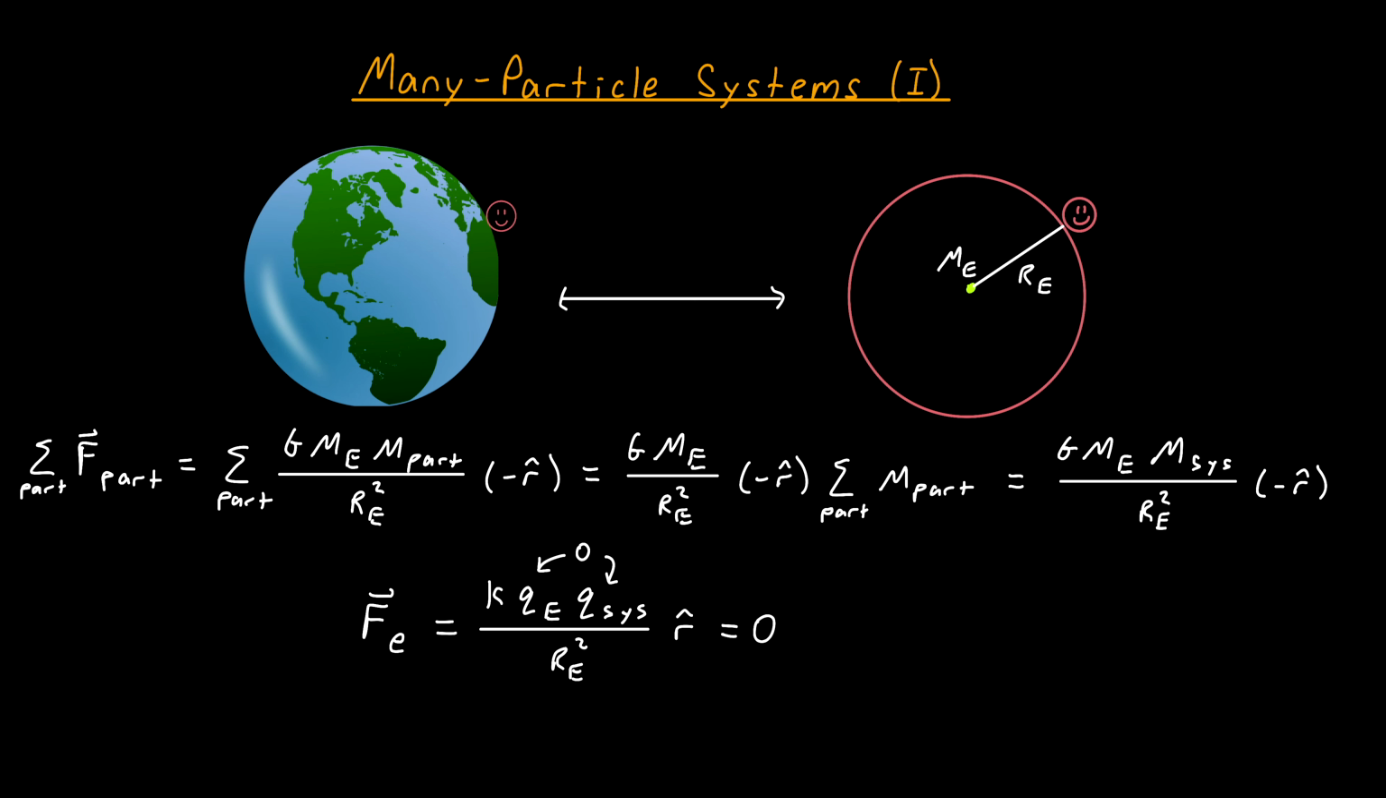And what people have done is they've actually plugged in these numbers, right? G was just Newton's gravitational constant. The mass of the Earth has been measured, and the radius of the Earth has been measured, and those numbers have been plugged into this equation, and the result is that the force with which the Earth pulls any object on its surface gravitationally is equal to 9.8 meters per second squared times the mass of the system in the minus r hat direction, meaning toward the center of the Earth.